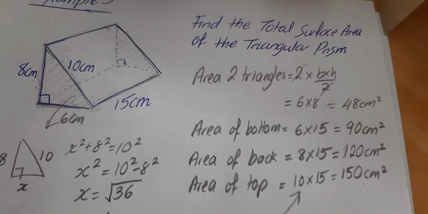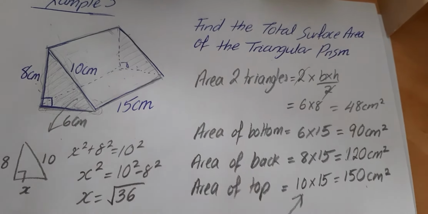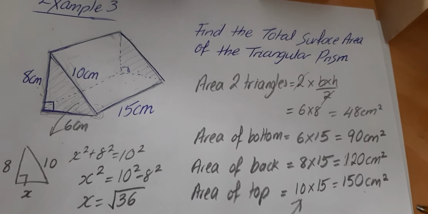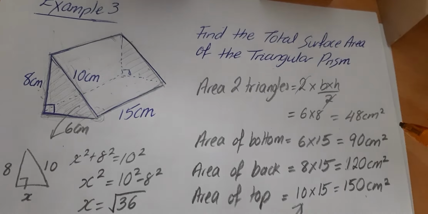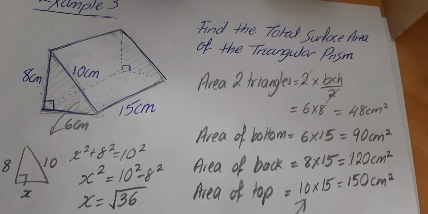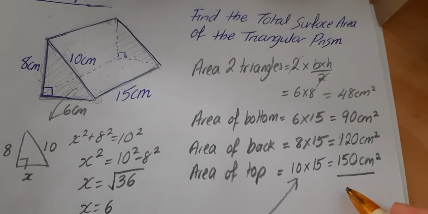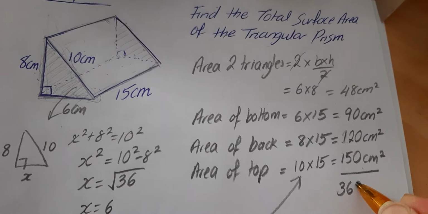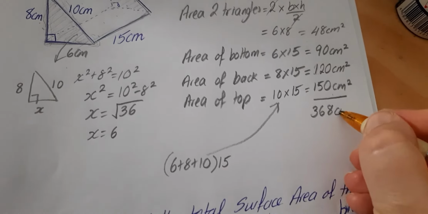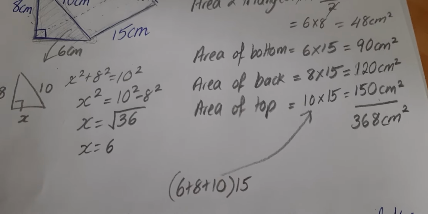All right, so I think I've got all the sides in. I have 2 front back and 3 all the way around. Altogether, I should have 5 answers here. Well, I have 3 and there are 2 in here, the 2 triangles. So I add them all together. And if I add them all together, I should get 368 centimeters squared. You can put that in your calculator if you want, and you can check that.